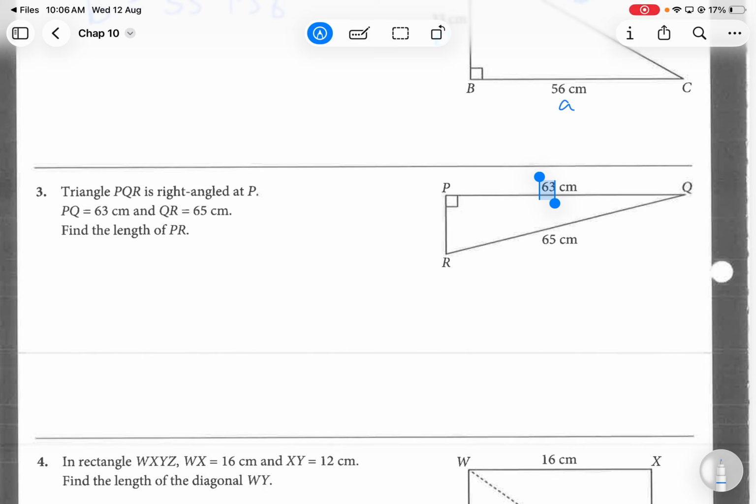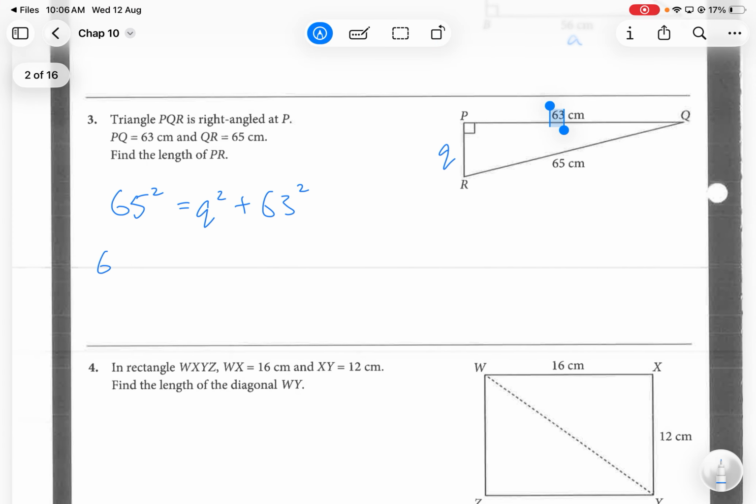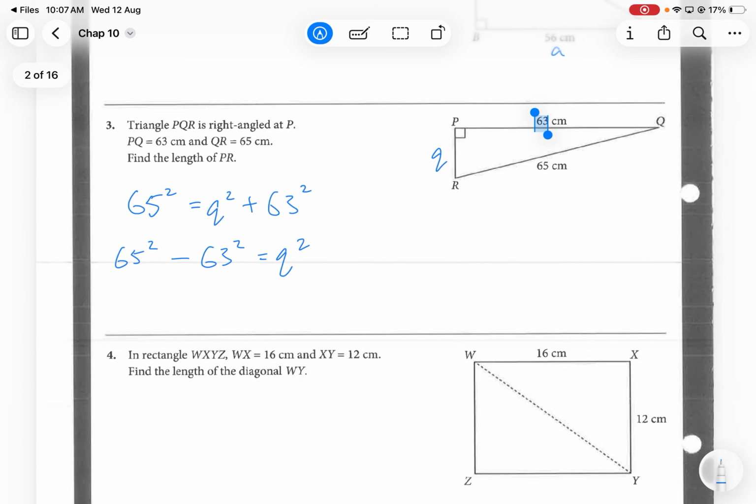Okay, so if I want to find PR, let me give it a name first. PR is opposite Q, let me call it small q. Then the relationship is longer side squared equals the two shorter sides squared added together. Then from there, very easy to solve already.